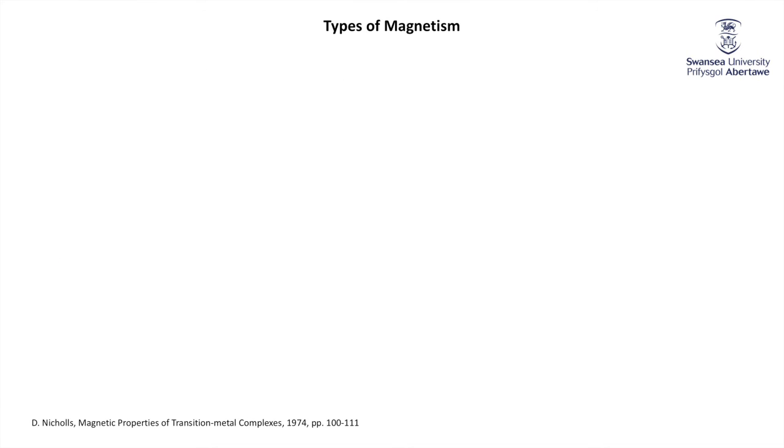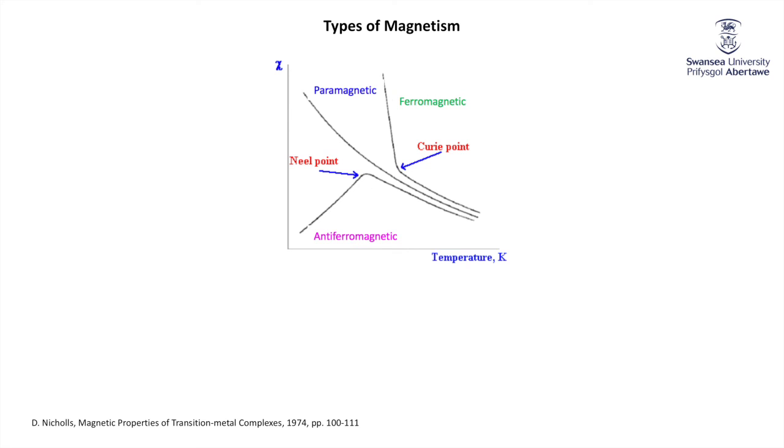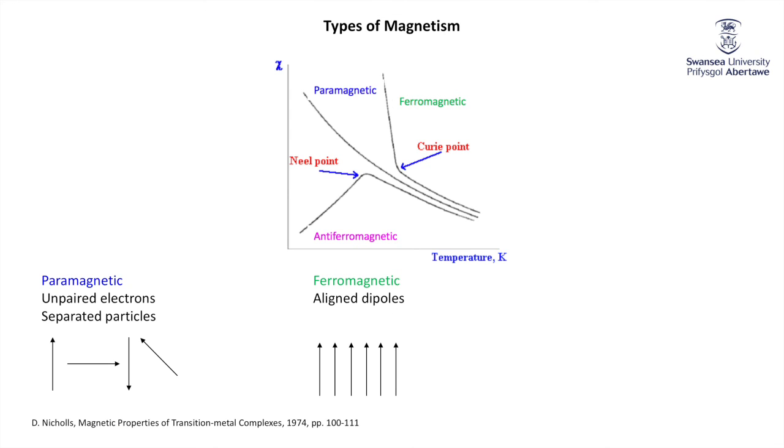Finally, we come to types of magnetism. As you can see here, we have paramagnetic, ferromagnetic, and antiferromagnetic. Ferromagnetic species have dipoles aligned in one direction, and they are very closely related. And we have antiferromagnetic species, which have oppositely aligned dipoles that are also closely related.